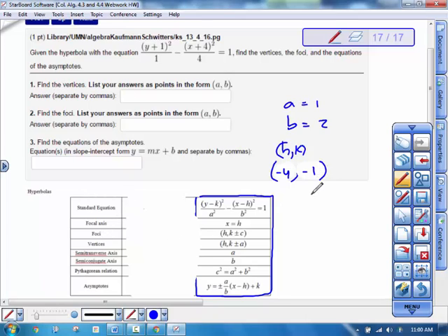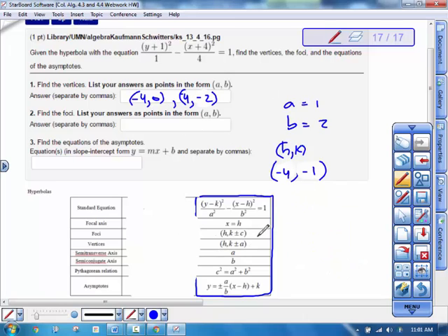So they're looking for vertices. Vertices are right here, h comma k plus or minus a. That would be -4 comma -1 plus or minus a, which is 1. So we'd have -4 comma 0, and -4 comma -2. So here's the two vertices. You can put those right here.